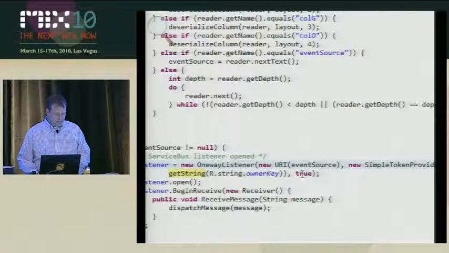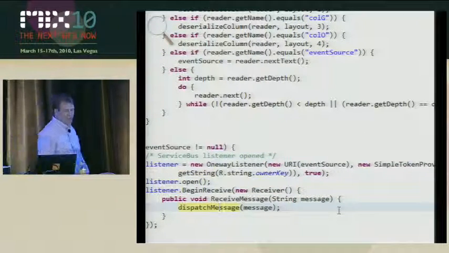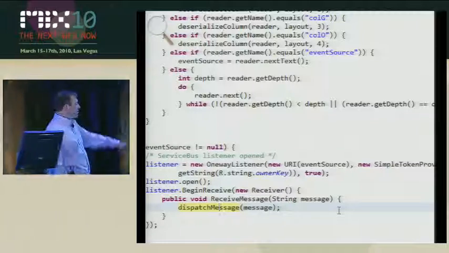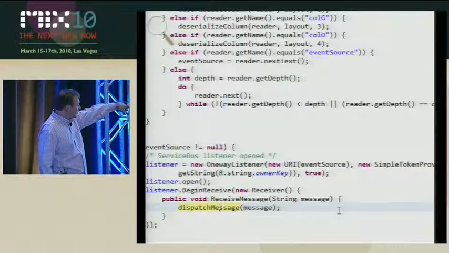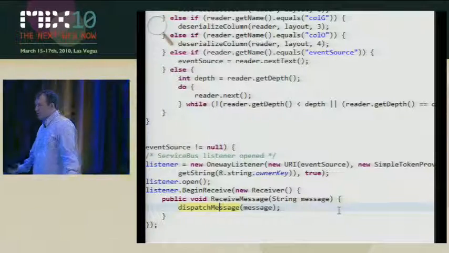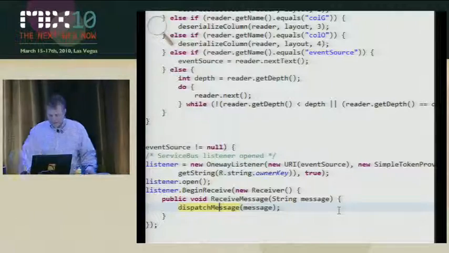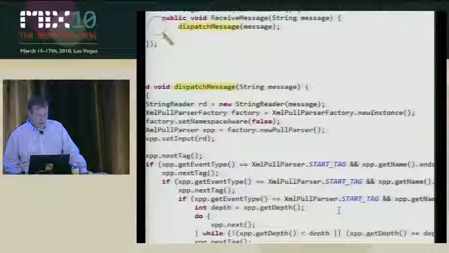And then I say open, and then I say begin receive. Whenever I receive a message, I dispatch that to the callback function, or to the callback object to be correct, because this is Java, and then call dispatch message. What dispatch message does is it takes the message that comes into the XMPP stream.